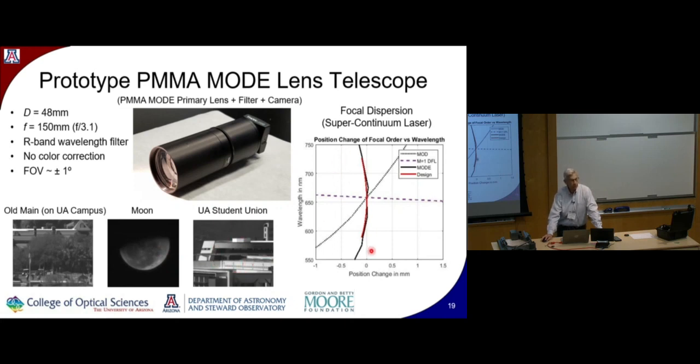This is the focal dispersion curve that's measured. Okay. The curve that's going up like this, remember this is focal position change, this is wavelength, is that classical single element curve here, and that's for the mod surface without the diffractive Fresnel lens corrector.